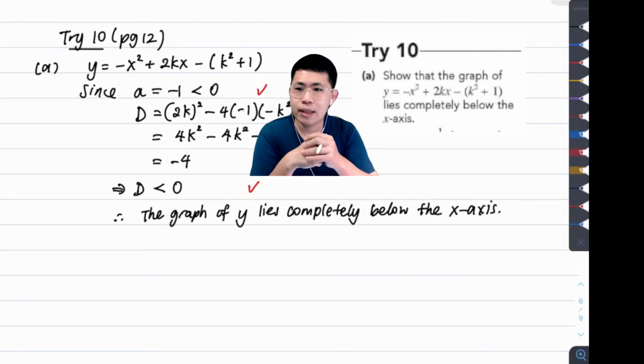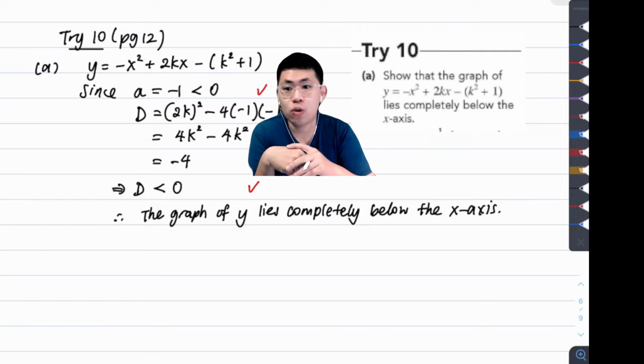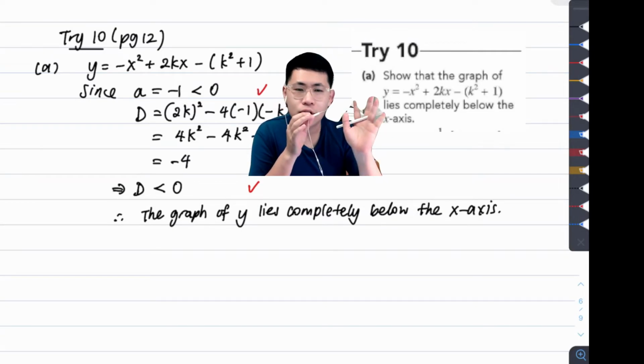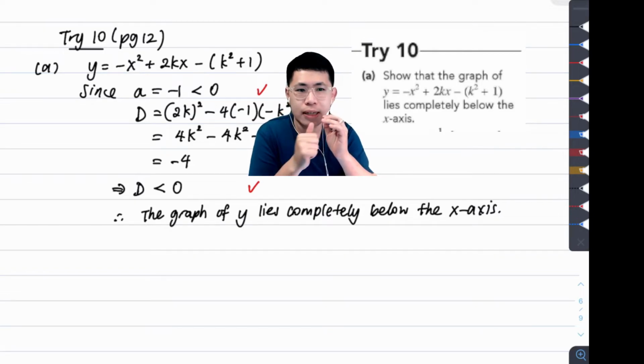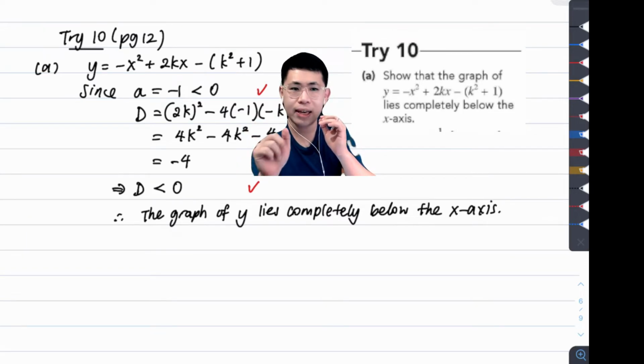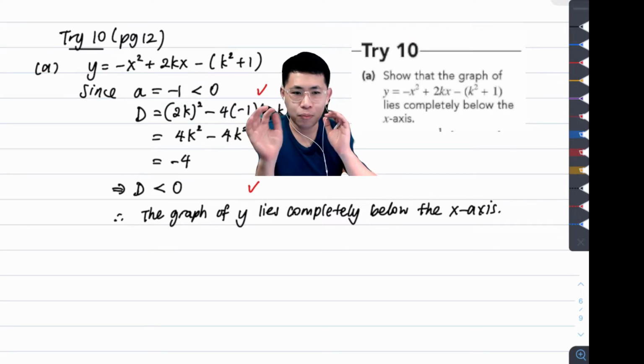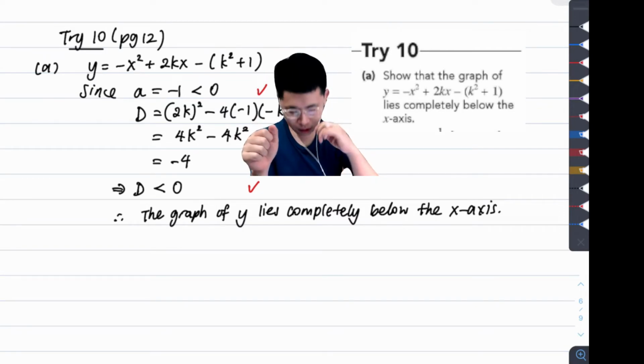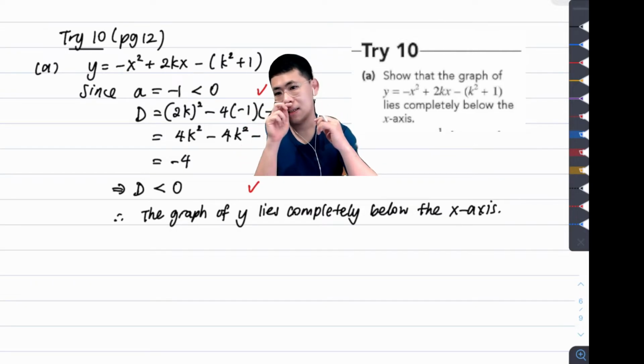Okay, hi. So the next question will be at page 12, and we'll be looking at try 10. For try 10, the question goes like this: show that this graph, y equals negative x squared plus 2kx minus (k squared plus 1), lies completely below the x-axis.